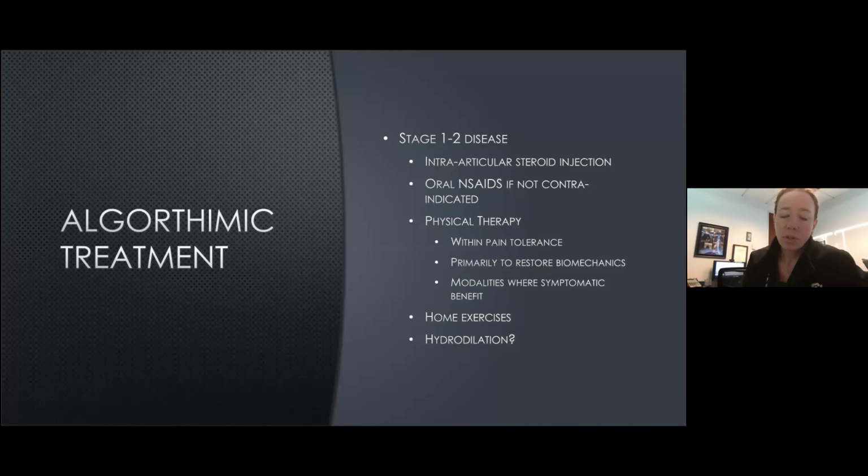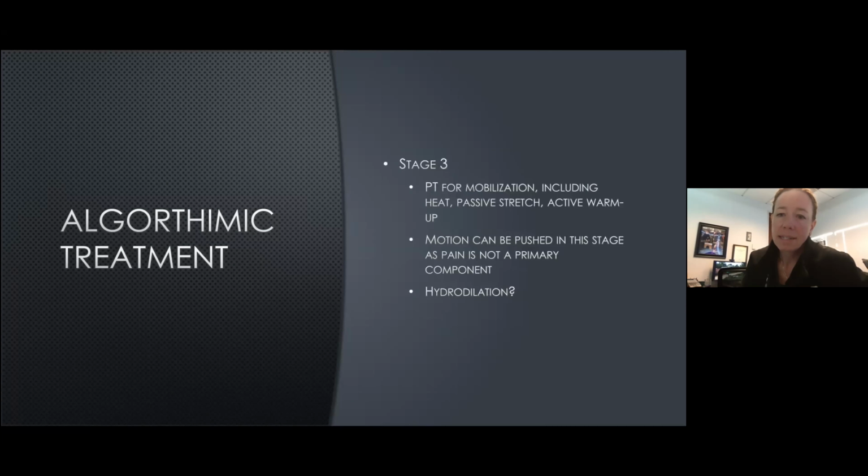So algorithmic treatment, I kind of went through this already, but basically in stage 1 to 2 disease, I'll do a steroid injection or a hydrodilation injection if they're really getting tight. Oral anti-inflammatories can be helpful if they're not contraindicated. Physical therapy within pain tolerance and home exercises. In stage 3, we'll do physical therapy to continue to mobilize them a bit using heat, passive stretch, active warm-up. I would say I do a lot of reassurance in stage 3. You can push the motion a little bit because they're not as painful, and hydrodilation may be helpful here.